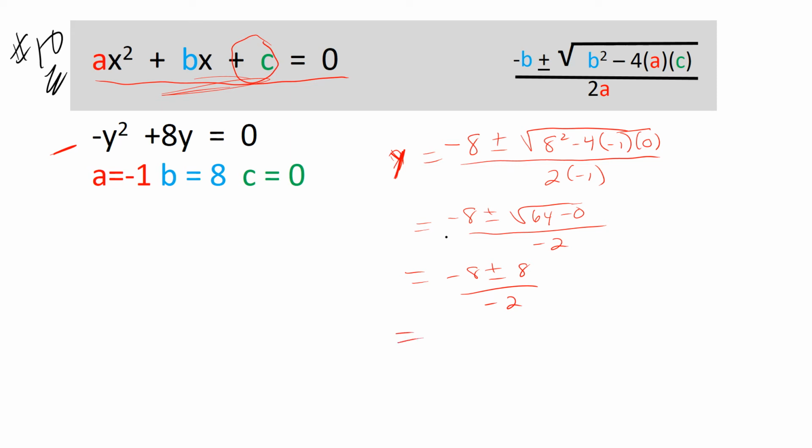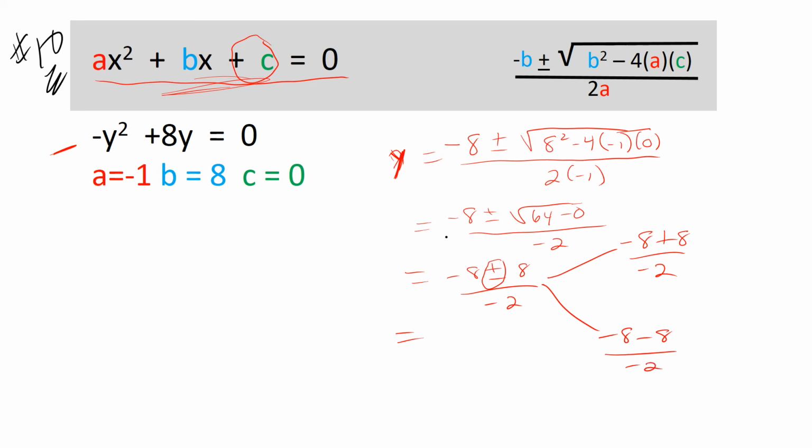And now here's where we'll split the expression, because of the presence of the plus or minus. So we'll branch off there, and there will be one where it's negative 8 plus 8, we'll use just the plus symbol, all divided by negative 2. And the other one will be the negative 8, and this time we'll use the minus sign, so it's minus 8, and again, all over negative 2. Don't forget that negative 2. It's really easy to do that.